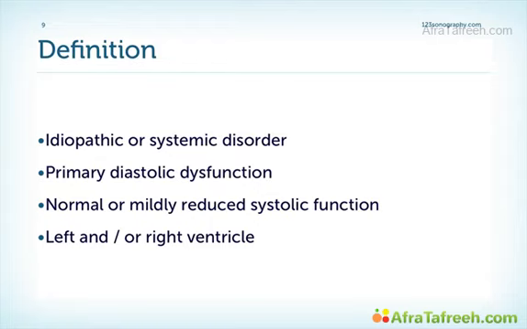Restrictive cardiomyopathy is actually a bag of different diseases. But as our understanding of the diseases changes, so does also the definition and the classification. But let's first stick to the definition that we use presently. Restrictive cardiomyopathy is an idiopathic or systemic disorder. The primary problem is diastolic dysfunction, and systolic function is usually normal or only mildly reduced, at least at the beginning of the disease. Both the left and the right ventricle are involved.